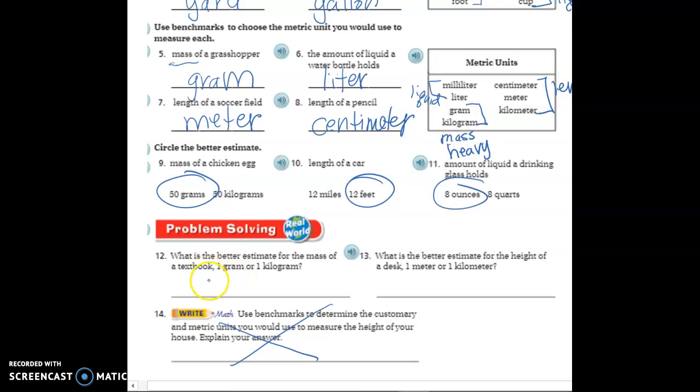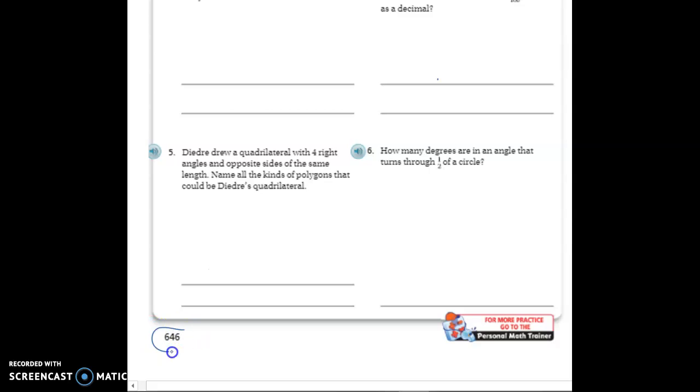Now, what is the better estimate of a textbook? 1 kilogram. And 1 meter for a desk. Go ahead and turn the page. I will read through it. You may pause at any time, and then I will reveal the answers. We're on page 646.